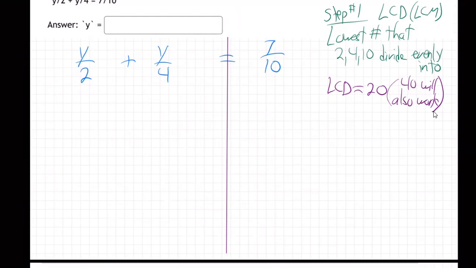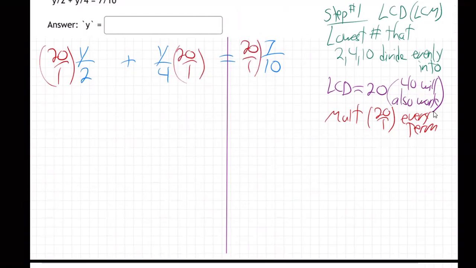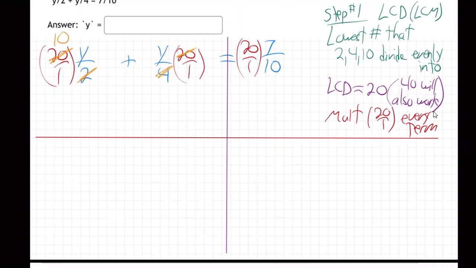So what am I going to do? I'm going to multiply every term by 20 over 1. Every term. So 20 over 1, 20 over 1, 20 over 1. Okay, and then I'm going to cross cancel, right? So let's cross cancel. 2 goes into 20 10 times. 4 goes into 20 5 times. 10 goes into 20 2 times.